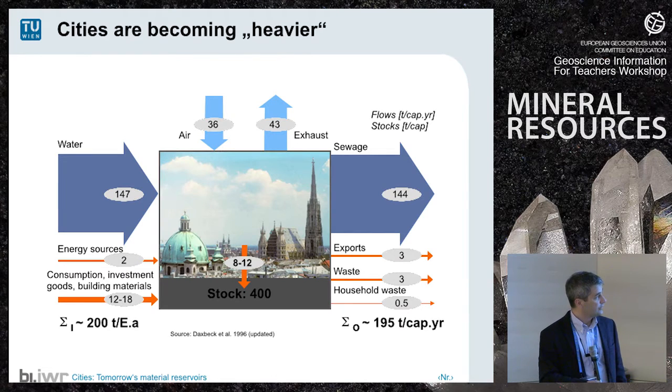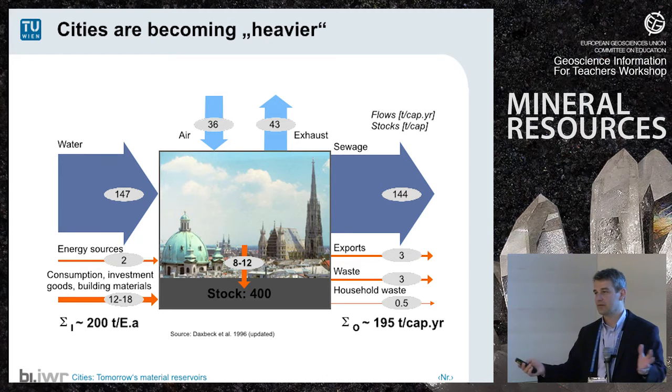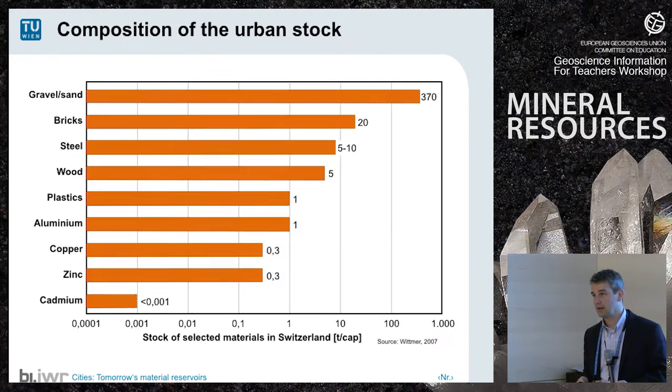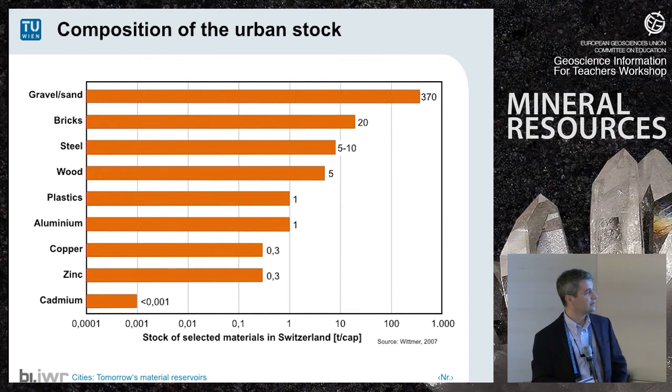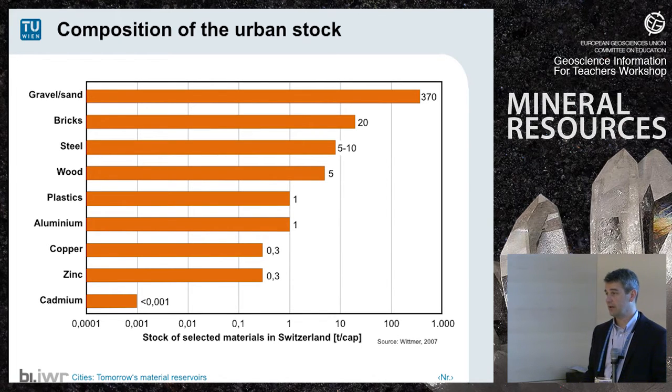These 400 tons per capita, we don't have really good information which materials are in these 400 tons. There's been one study for Switzerland, and I think these numbers are also quite applicable for Vienna. Of course, the large amount of this stock consists of sand and gravel, bricks, but then we already see that 5 to 10 tons of steel are contained in our buildings, in our infrastructure, per capita. So each of you possesses around 5 to 10 tons of steel. This is not the car, the passenger car. Most of this steel is construction steel in buildings or technical steel in infrastructure.